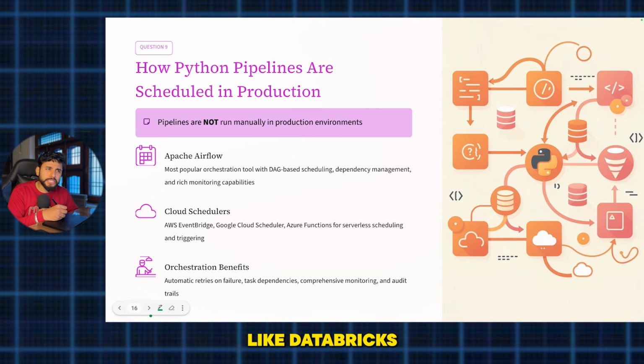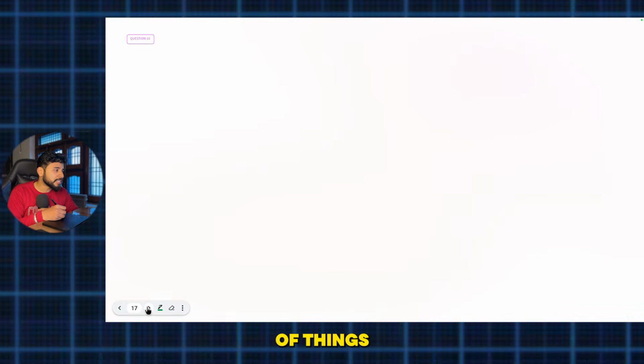These kinds of rules you can set in your orchestration tools. Different kinds of orchestration tools are there, like Databricks Workflows, Apache Airflow, Azure Data Factory, and Google Cloud Composer. These are things where you can compose your workflows.